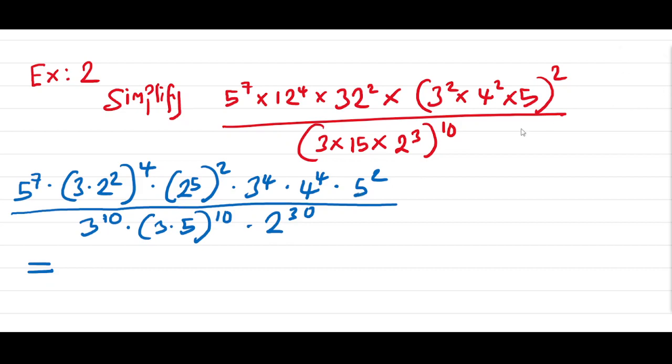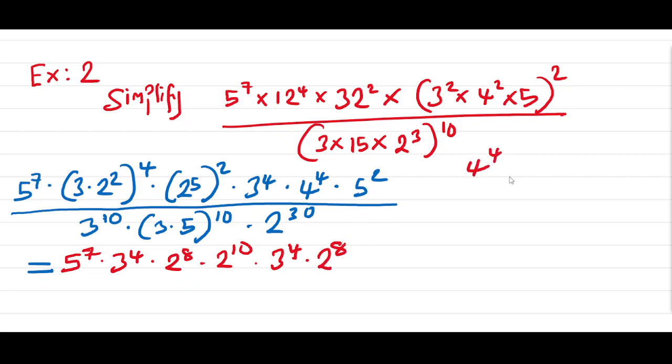So all this will equal, first of all we'll write down our 5 to the 7th power. Then this will be 3 to the 4th power, 2 to the 8th power, since 4 to the 4th power is the same as 2 squared raised to the 4th power, which is 2 to the power of 8.